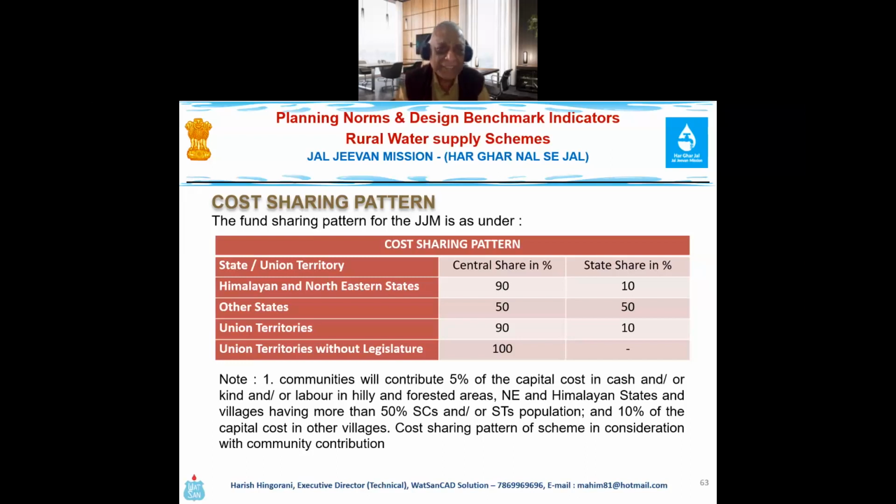But keep in mind, see the note, the community will be contributing 5% or 10% of the capital cost. So cost sharing is governed by including this community contribution. Keep it in mind. Say my project cost is 100 rupees; minus the community contribution, the cost sharing of that will be provided in the project.